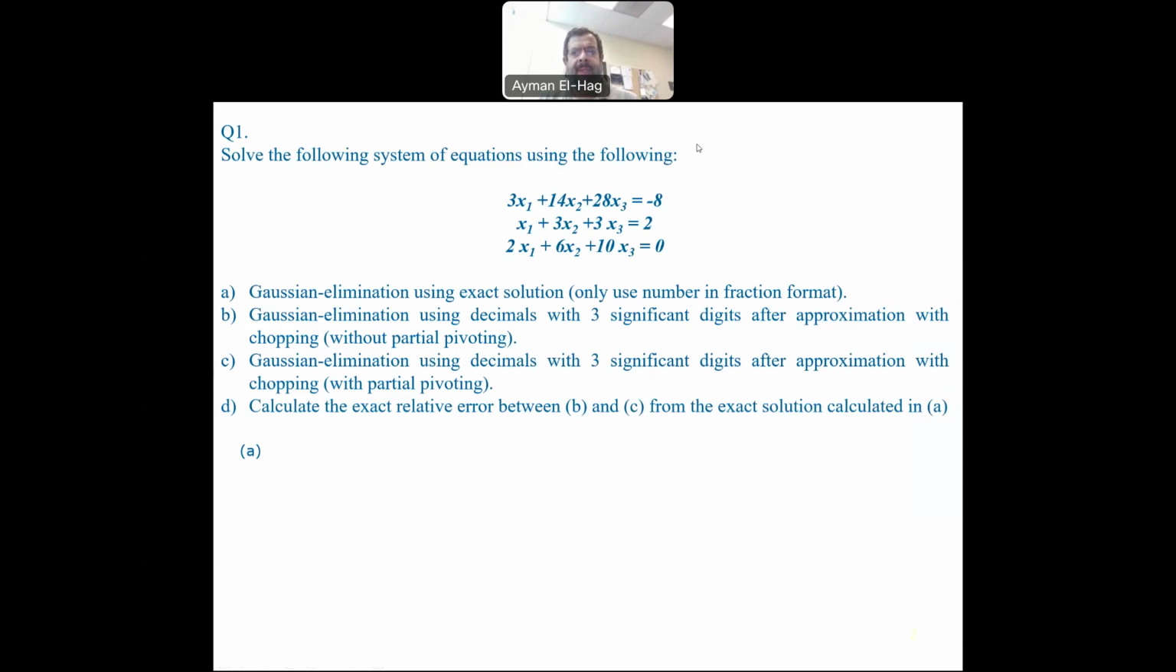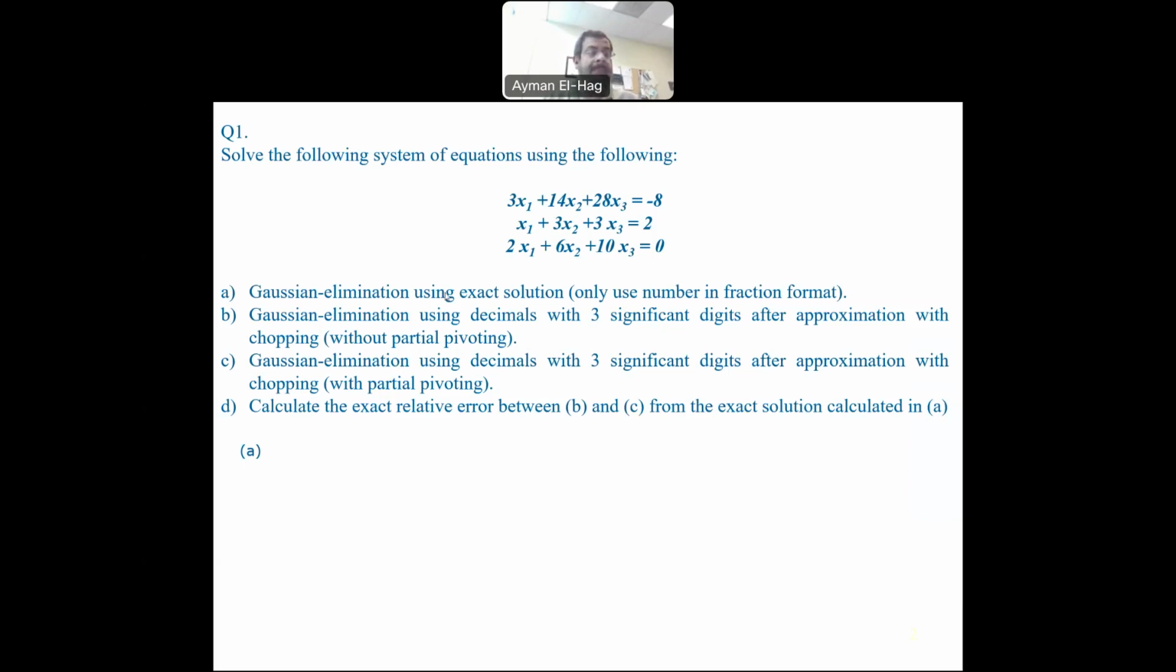The first one is basically we have a 3 by 3 system and we want to solve for x1, x2, and x3 using Gaussian elimination using the exact solution. So here we'll use fractions only. Then we will use the same method, but we'll use three significant digits. So we'll use decimals here without partial pivoting. We'll repeat the same thing, but with partial pivoting. We'll see if there is any difference. And then we want to calculate the exact relative error between B and C from the exact answer, which will be part A.